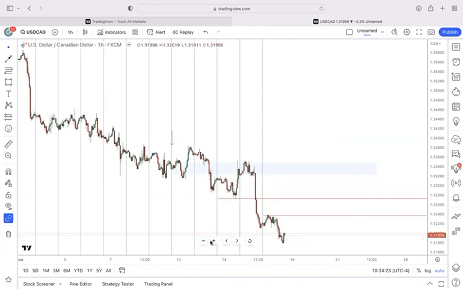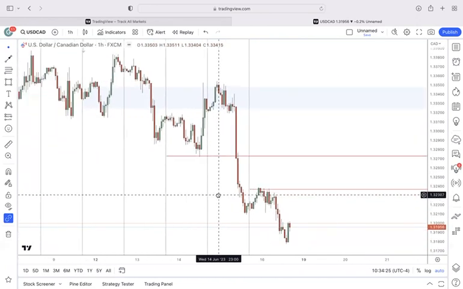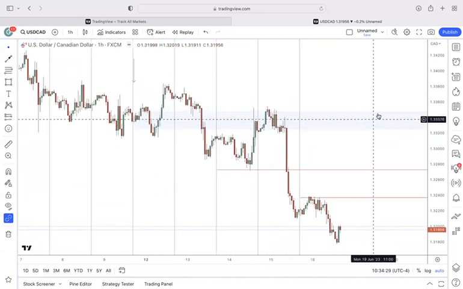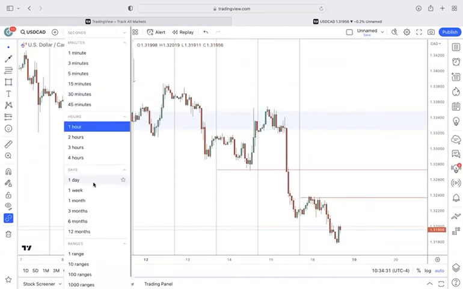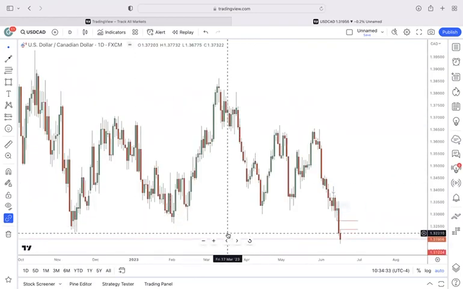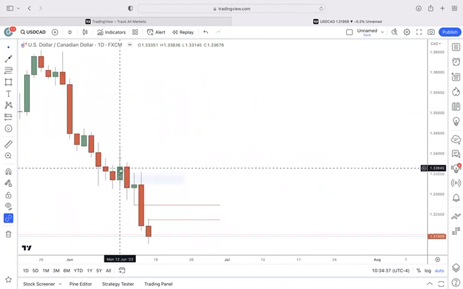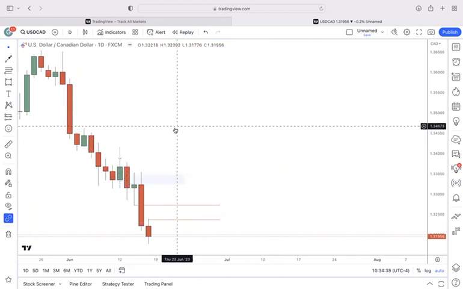Also, real quick, this is something new to me. I just now saw it. This blue zone is that daily order block, guys. Remember? Watch, this is how you blend PD arrays together. So we have that daily order block right here. That's what this blue zone is showing.